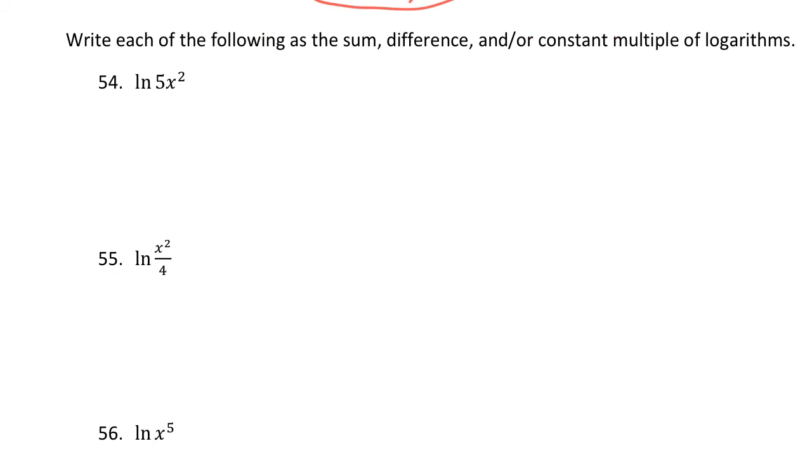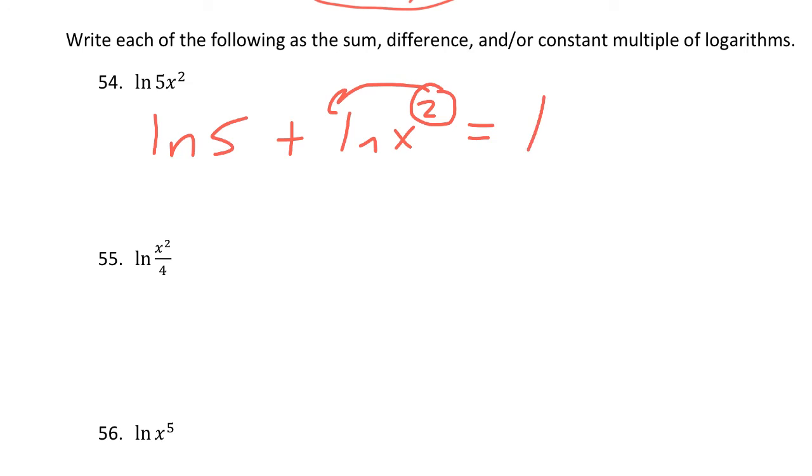And the directions are kind of wordy here, but basically we're saying this is a single logarithm. Can it be expanded out into multiple logarithms? And so let's do that. It would be the natural log of 5 plus, since there's multiplication going on, the natural log of x squared. But even better than that, we can bring the exponent down in front and call this answer the natural log of 5 plus 2 natural log of x.